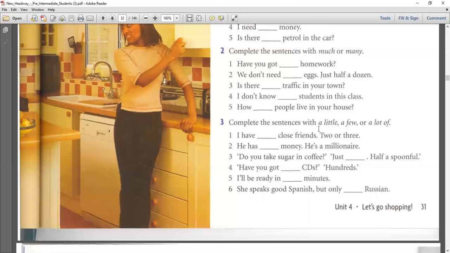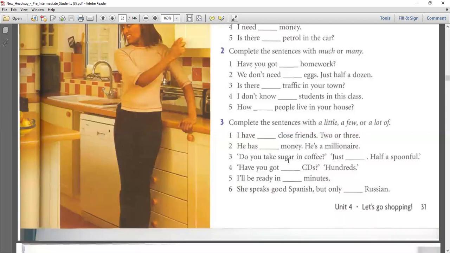Complete the sentences with a little, a few, or a lot of. I have a few close friends, 2 or 3. Okay, a few. He has a lot of money. He's a millionaire.